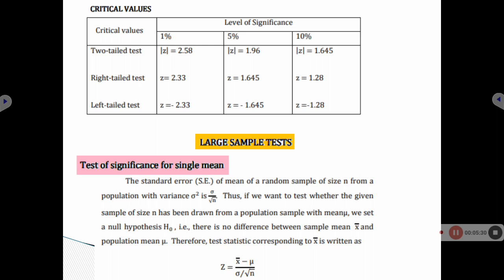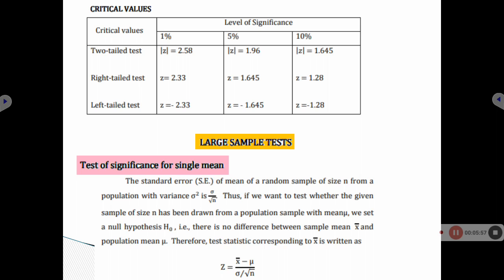Now under this we are going to see about large samples and small samples. Under large samples, the first test is the test of significance of a single mean. Let us see some points for the test of significance for a single mean. The standard error of the mean of a random sample of size n from a population with variance sigma square is sigma by root n.